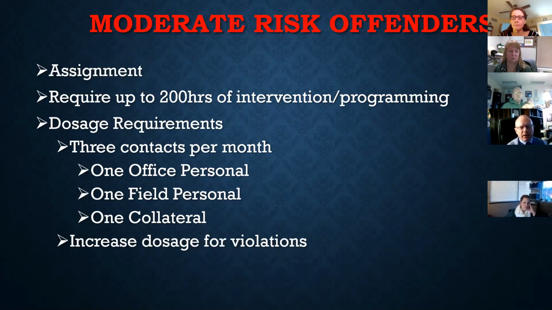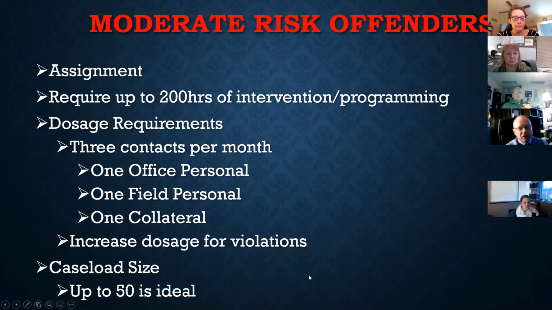But again, a moderate risk offender prior to ORAS, you were seeing them, Meredith, shake your head if I'm right, maybe 3 times a month in the field, somewhere like that, and an office visit. So that was cumbersome, especially when our probation officers were averaging about 100 to 110 cases of a mixture of low, moderate, and high. And then increased doses for violation, again, graduated responses. And the caseload size here ideally is up to 50. All right, and when I say 50, this is 50 moderate risk offenders they're looking at.